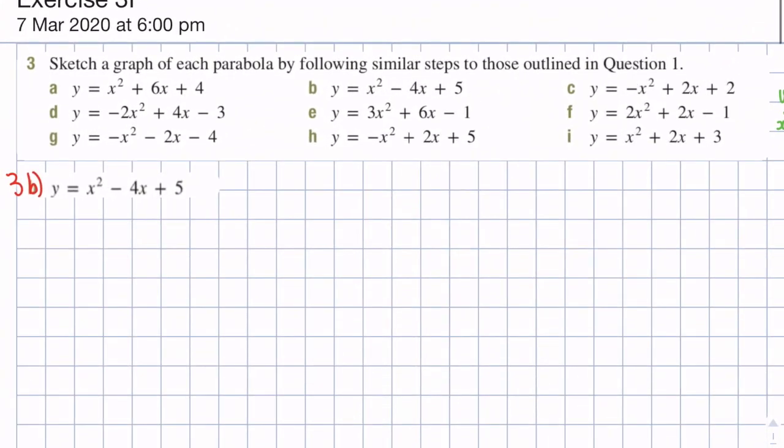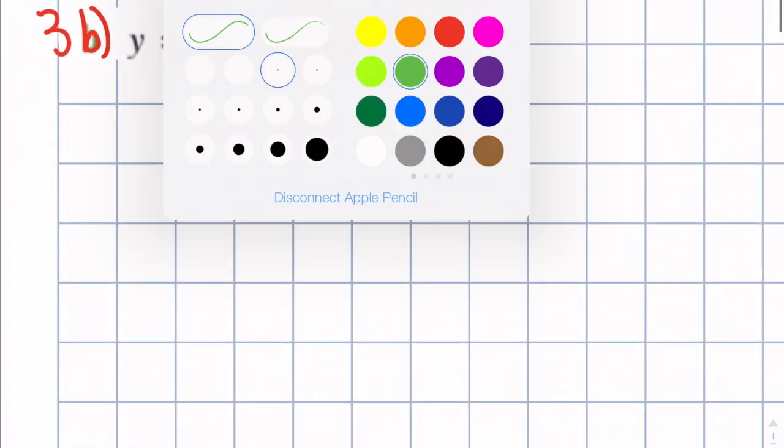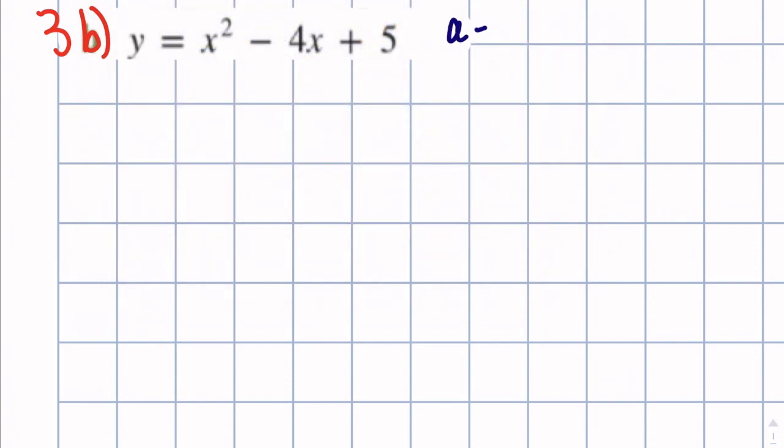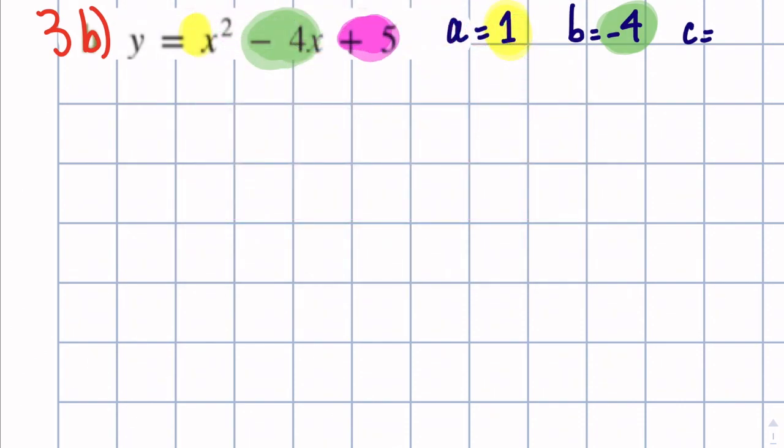are like normal. So for example, if we have a look at question 3b, the first thing I do is write down a equals, b equals, and c equals, just to make the rest really automatic. Now here a is the number in front of the x squared term. If there's nothing there, it is 1. B is the number in front of just the x term. So here it's minus 4. I'm just colour coding these just so it's easier to read later. And c is always the constant term, so here it's positive 5, like that. Okay, we're going to solve these like normal.